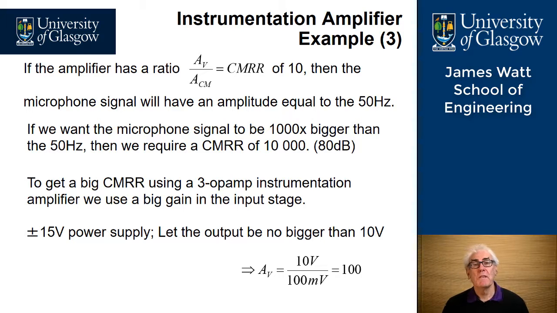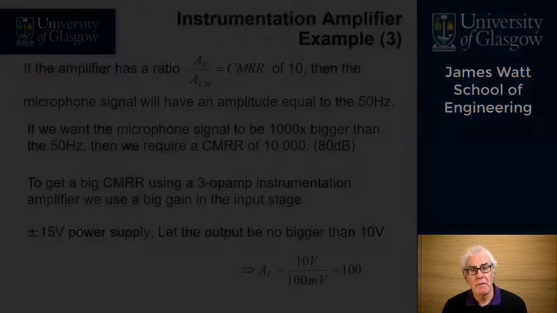Let's assume we have plus or minus 15 volt power supplies, and let's also assume that the output from the amplifier can be no larger than 10 volts. So now we have a differential gain of 10 volts at the output of the instrumentation amplifier divided by the level of signal from the microphone of 100 millivolts, which gives us 100 times gain for the amplifier.